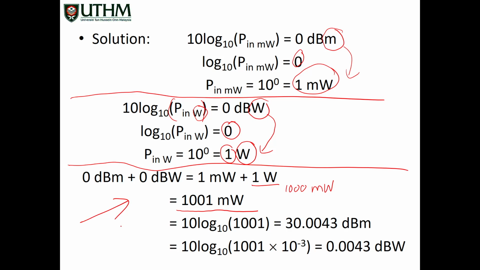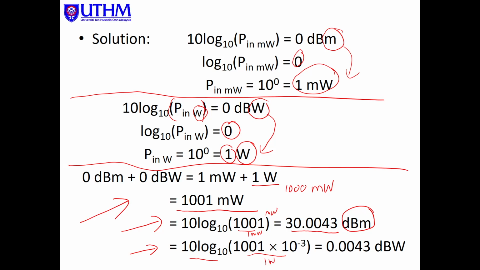Okay, so convert into dBm: 10 log 1001 milliwatt divide with the reference 1 milli. This is a milliwatt, divide with 1 milliwatt. So you get 30.0043. The unit must be dBm because we divide with reference 1 milli. What about if you want to convert into dBW? 10 log 1001 milli divide with 1 watt.